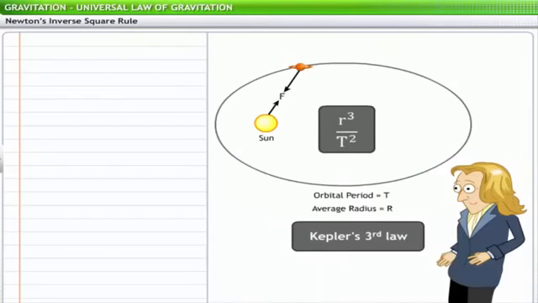In deriving the expression for the gravitational force of attraction between two bodies, Newton used Kepler's third law of planetary motion.